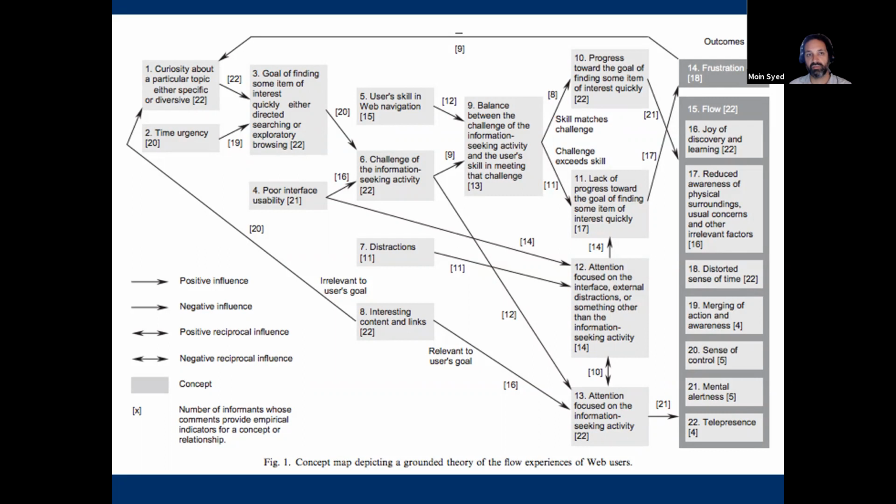Typically, the grounded theory process is done and you end up with this kind of elaborate process model, and then it's never actually tested further in any kind of quantitative or qualitative way. Sort of the endpoint is just developing the model but not actually testing it.